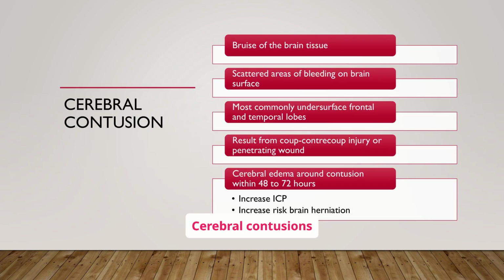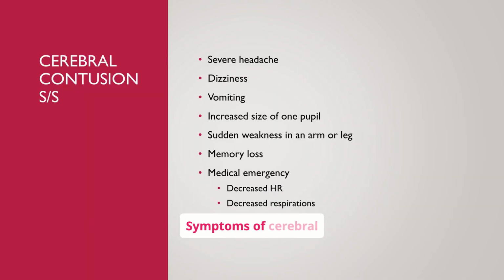Cerebral contusions are bruises of the brain tissue. They often involve scattered bleeding on the brain surface, particularly in the frontal and temporal lobes. Contusions result from coup-contre-coup injuries or penetrating wounds. Symptoms of cerebral contusion include severe headache, dizziness, vomiting, pupillary changes, and weakness. Decreased heart rate, decreased respirations, hypertension, and inability to awaken are signs of a medical emergency.